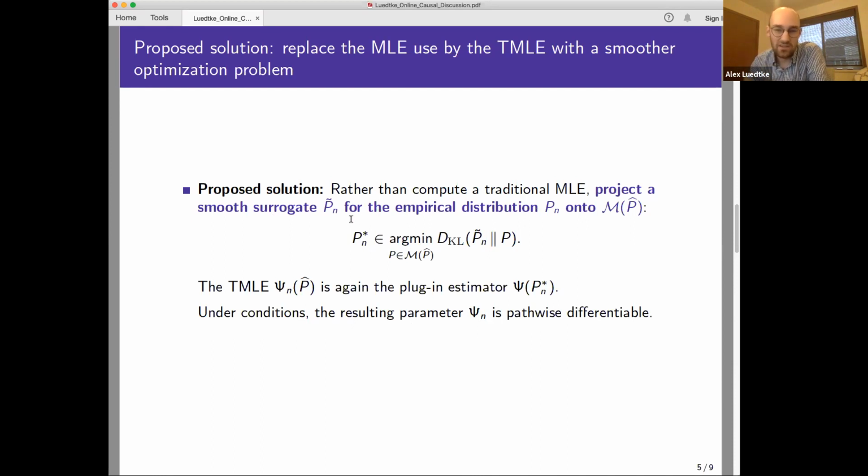But we can often think of it as like a density estimator if everything's continuous. And then Pn star here will be defined as a Kullback-Leibler projection of Pn tilde onto this exact same model M of P hat that I described on the last slide. Okay, and then the TMLE is defined in exactly the same way, where I just take Pn star and plug it into psi. And it turns out that under conditions, essentially that Pn tilde is smooth enough, the resulting parameter psi n is in fact pathwise differentiable.